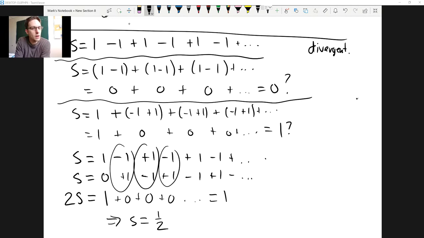You cannot rearrange terms in a divergent series. You cannot put parentheses in arbitrarily. If it's divergent, it's divergent. We can't do anything else to simplify it at that point. And if you do, you can end up with nonsensical answers like this.